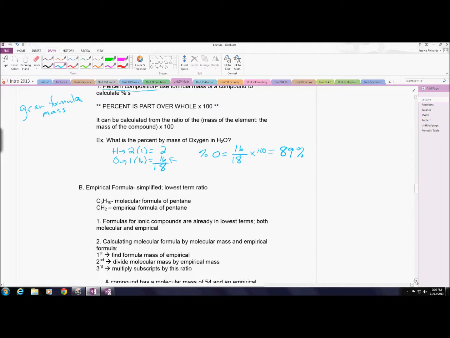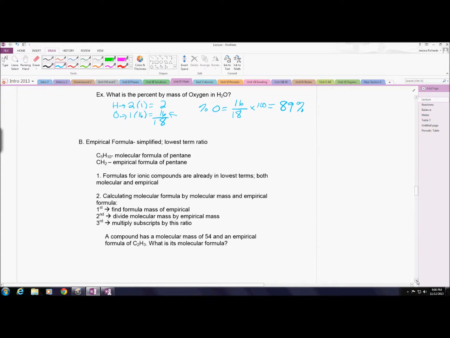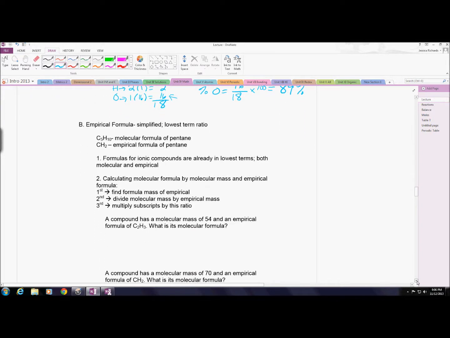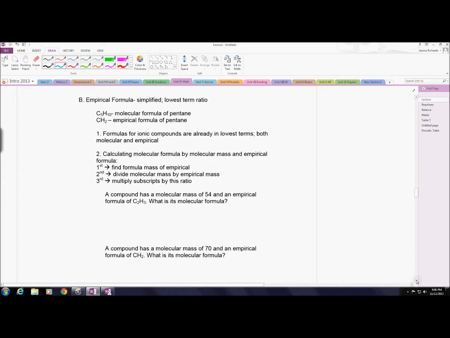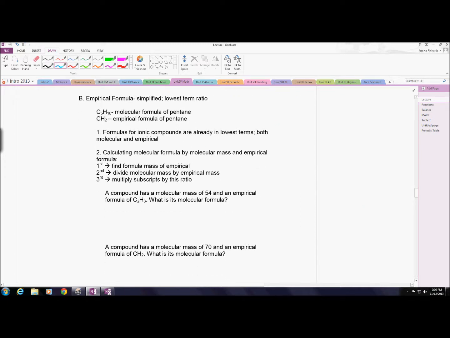All right, we'll use percent a lot for different things throughout the year in chemistry. It's a nice, pretty straightforward math concept that you hopefully are familiar with.